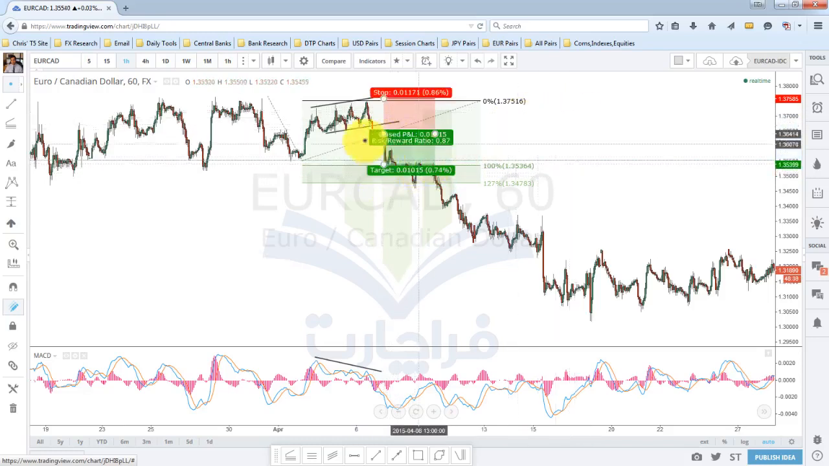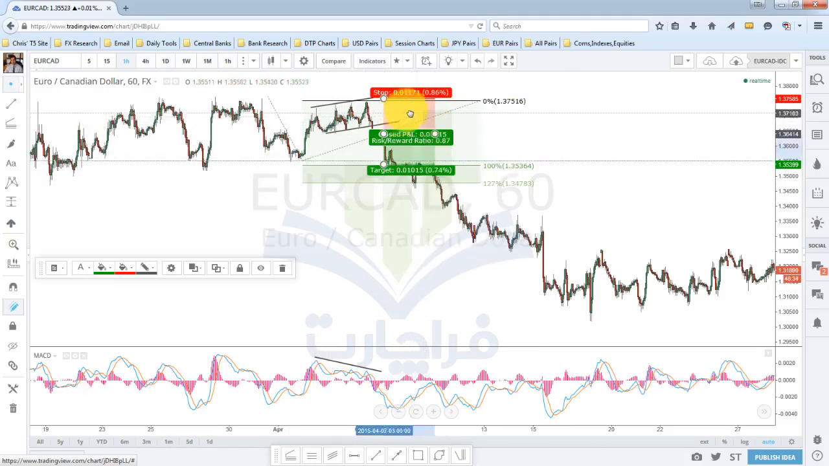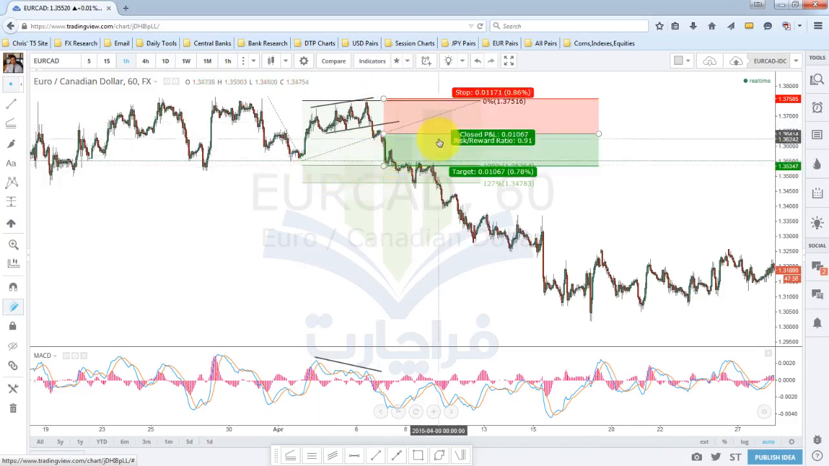is right there, let's see what that gives us? Let me move this one more so I can get these lines out of the way. Okay, there we go. That didn't give us a very good reward to risk ratio. Okay, so this particular setup wouldn't have given us a very good reward to risk ratio.